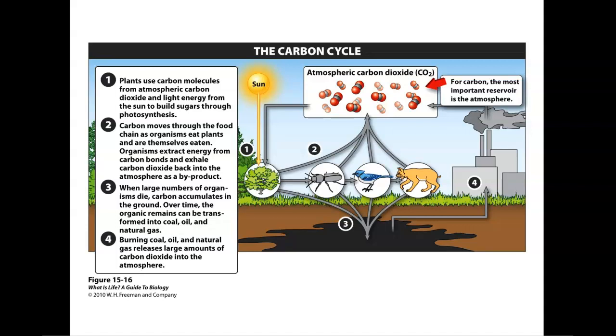Plants are going to use carbon molecules from the atmosphere, carbon dioxide, and they're going to use light energy from the sun to build sugars through photosynthesis. Carbon is then going to move through the food chain as organisms eat plants and are themselves eaten. Organisms are then going to extract energy from carbon bonds and exhale carbon dioxide back into the atmosphere as a byproduct. When large numbers of organisms die, carbon accumulates in the ground, and over time, organic remains can be transformed into coal, oil, and natural gas. Burning coal, oil, natural gas all release large amounts of carbon dioxide back into our atmosphere.